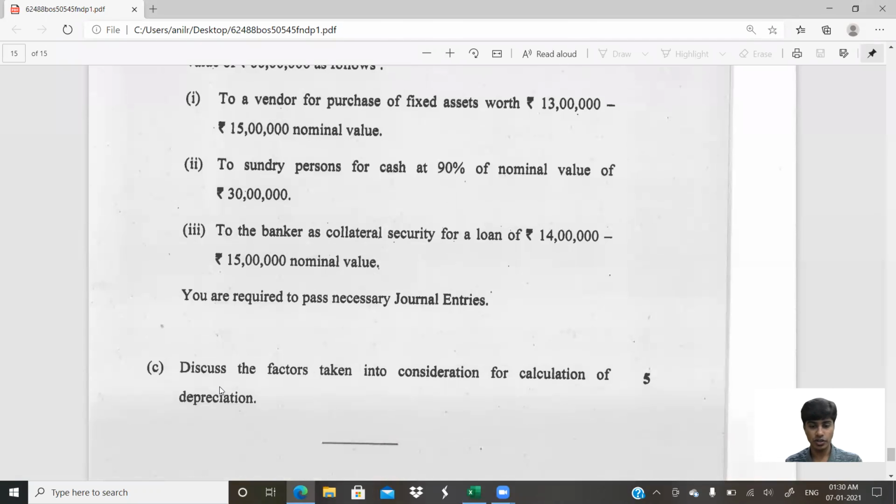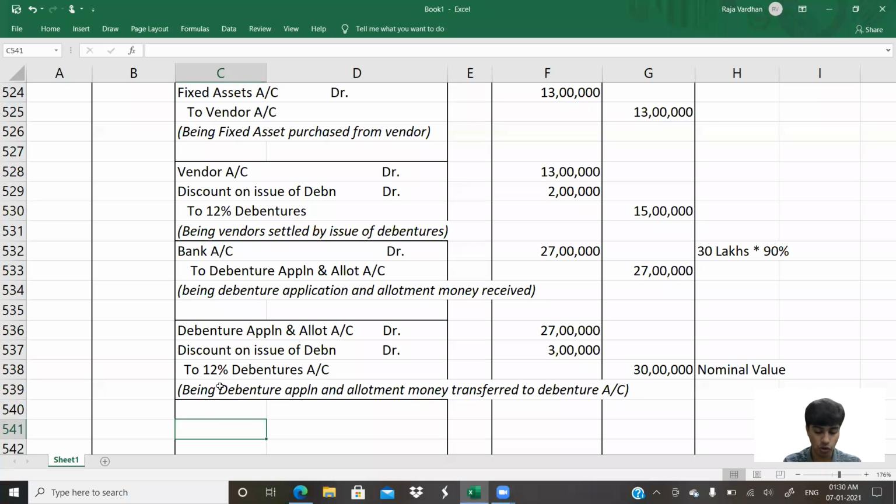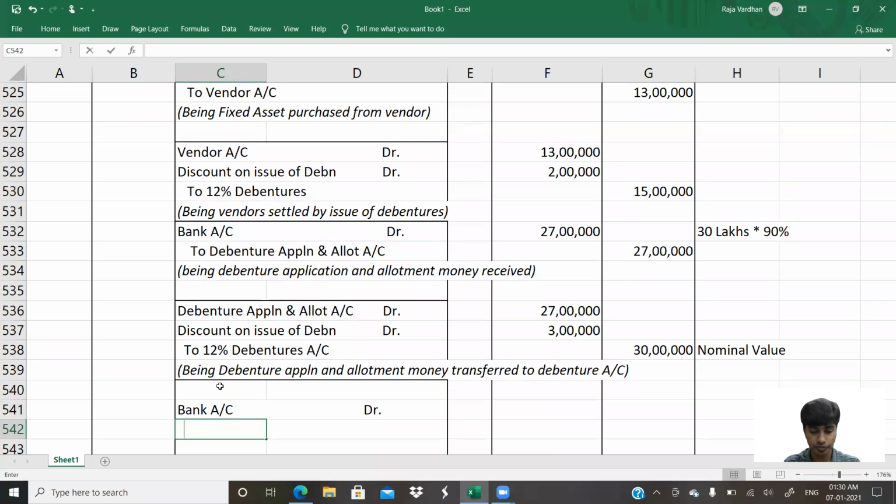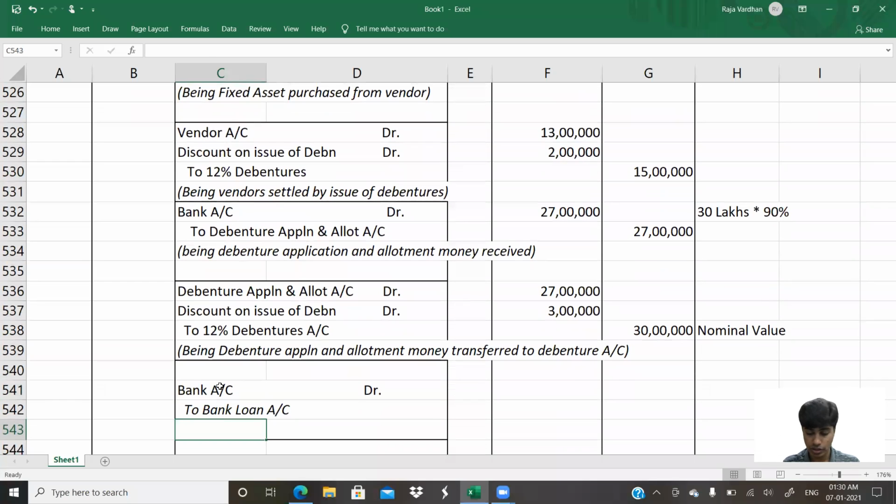Banker as collateral security. So why do you give these shares, debentures as collateral security? You basically borrowed loan. So when you borrow loan, what is the entry? Bank account debit to bank loan account. So you've taken loan from the bank. Bank account debit because the asset is increasing. Bank loan account credit because loan is a liability increasing.